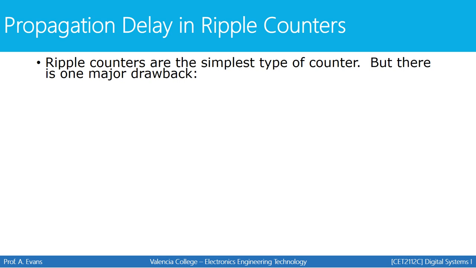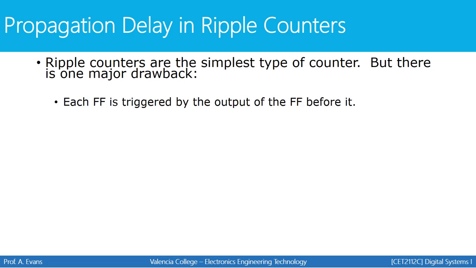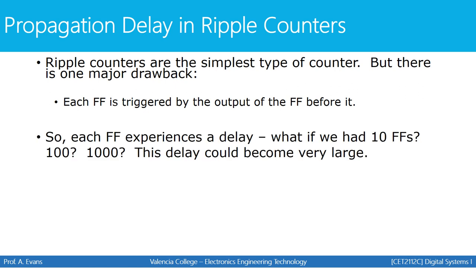So ripple counters are very useful for creating a simple circuit that can count, but there is one major drawback. Each flip-flop is triggered by the output of the flip-flop before it. So each flip-flop is going to experience a delay. If we had 10 flip-flops, that delay might be very small and insignificant. But what if we had thousands of flip-flops that were connected together in the ripple form? The delay that we would have will become very large.